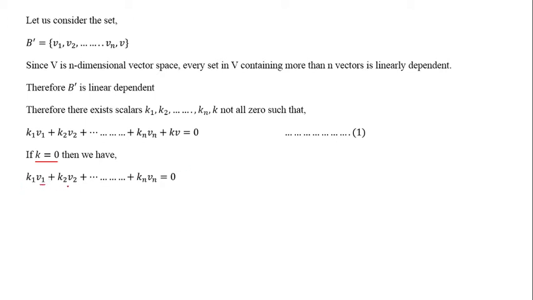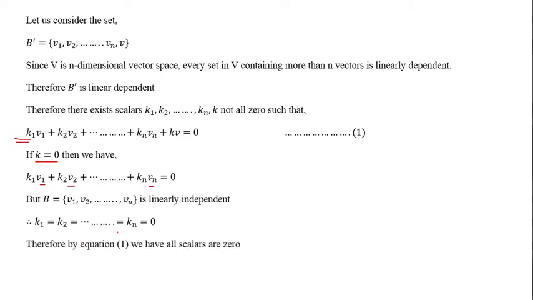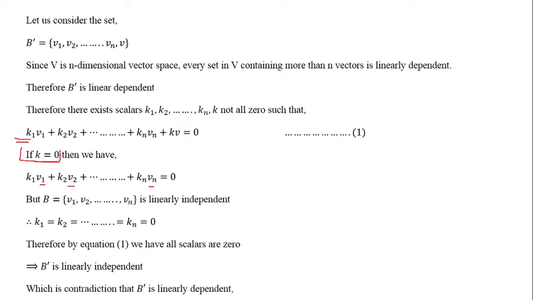Now but v1, v2, etc., vn are linearly independent, and in this step we have got a linear combination equal to 0, means each scalar is 0, that is k1 equal to 0, k2 equal to 0, etc., kn equal to 0. So in this equation all scalars are 0, which is a contradiction to the fact that B dash is linearly dependent, and therefore our assumption is wrong, means k can never be 0. So we must have k is not equal to 0.